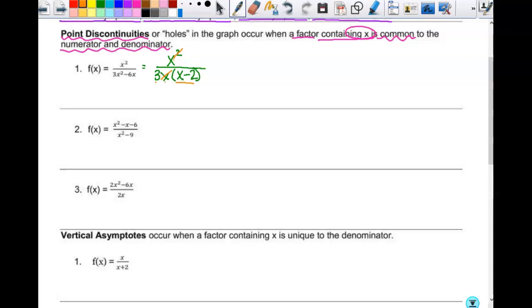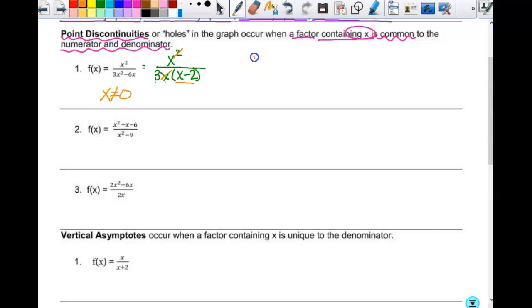Now, I was able to reduce it and cancel that out. However, it doesn't just disappear. It was there to begin with, and this is the function I'm actually graphing. So before I cancel it out, I know a couple of things. x can't equal 2 because we can't divide by 0. x also can't equal 0, period, because of what our original function was.